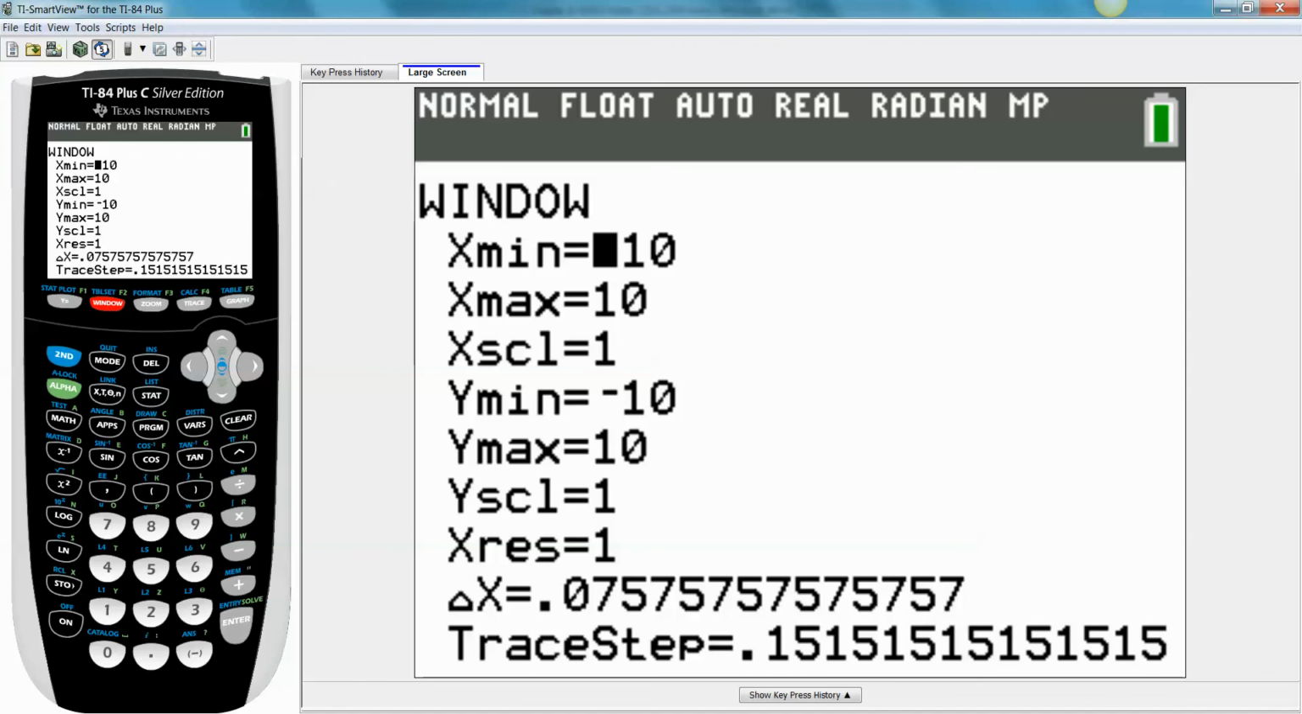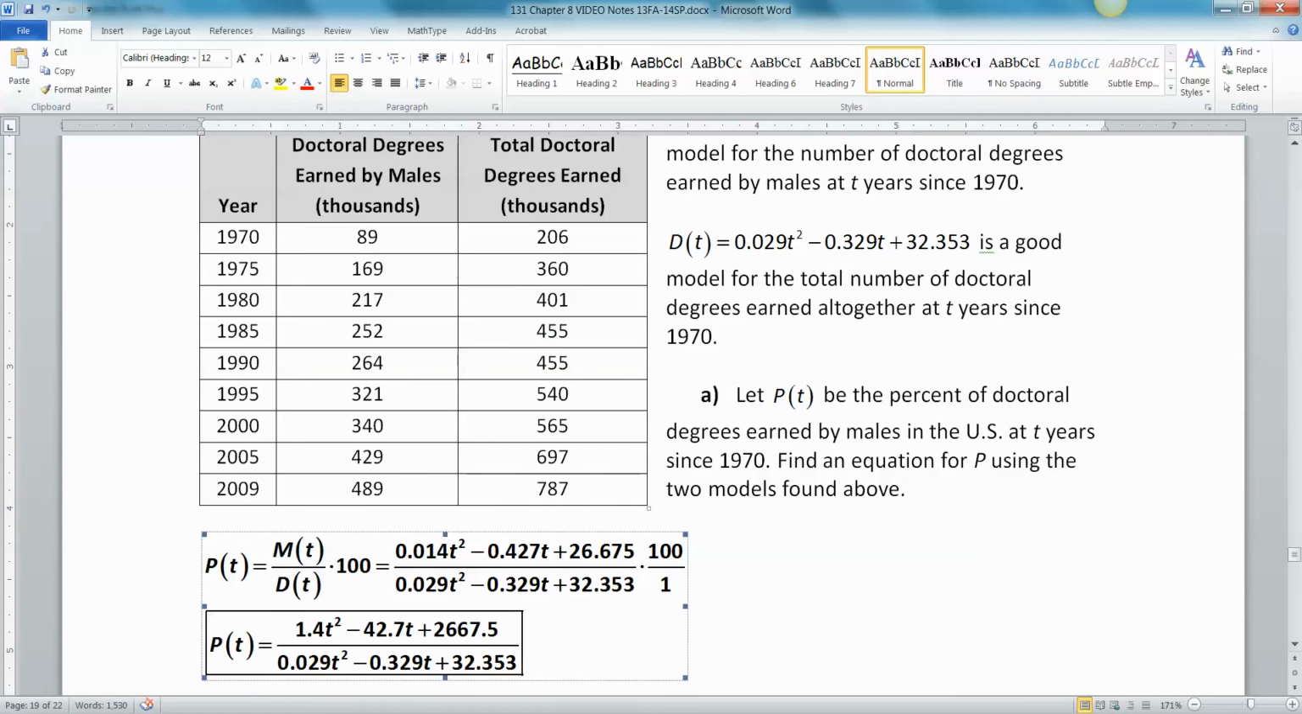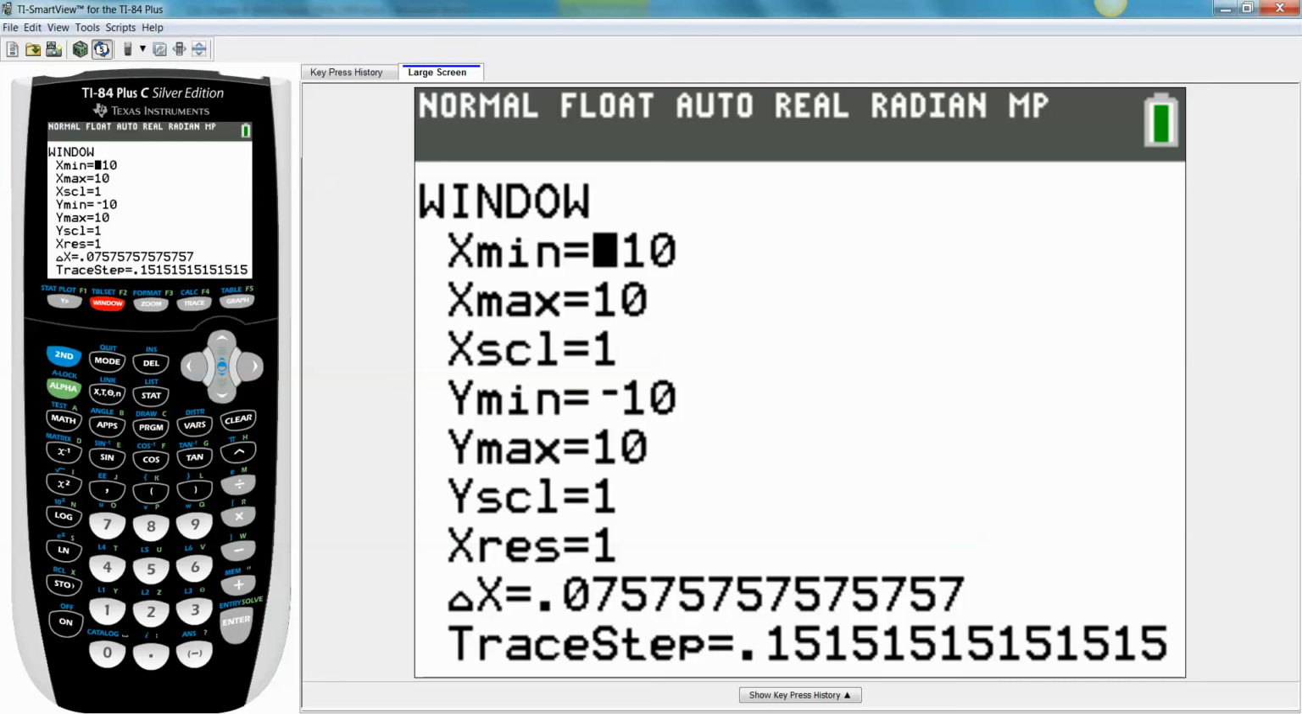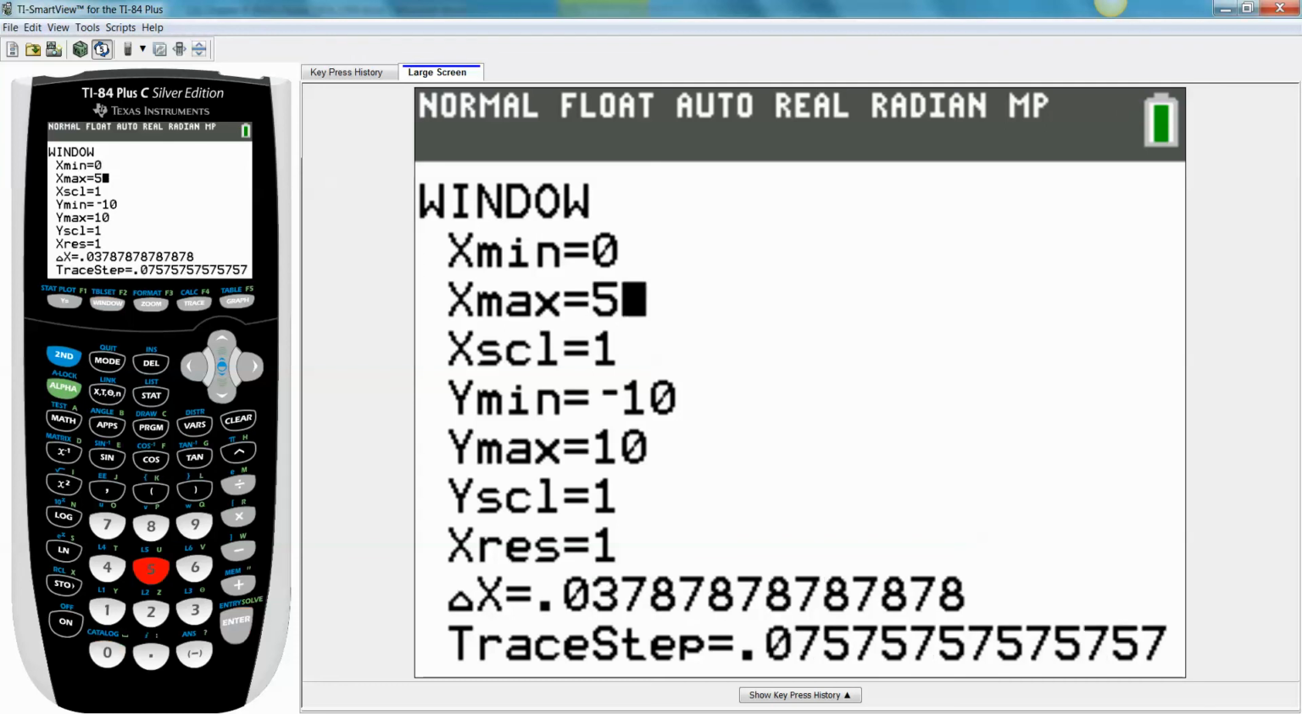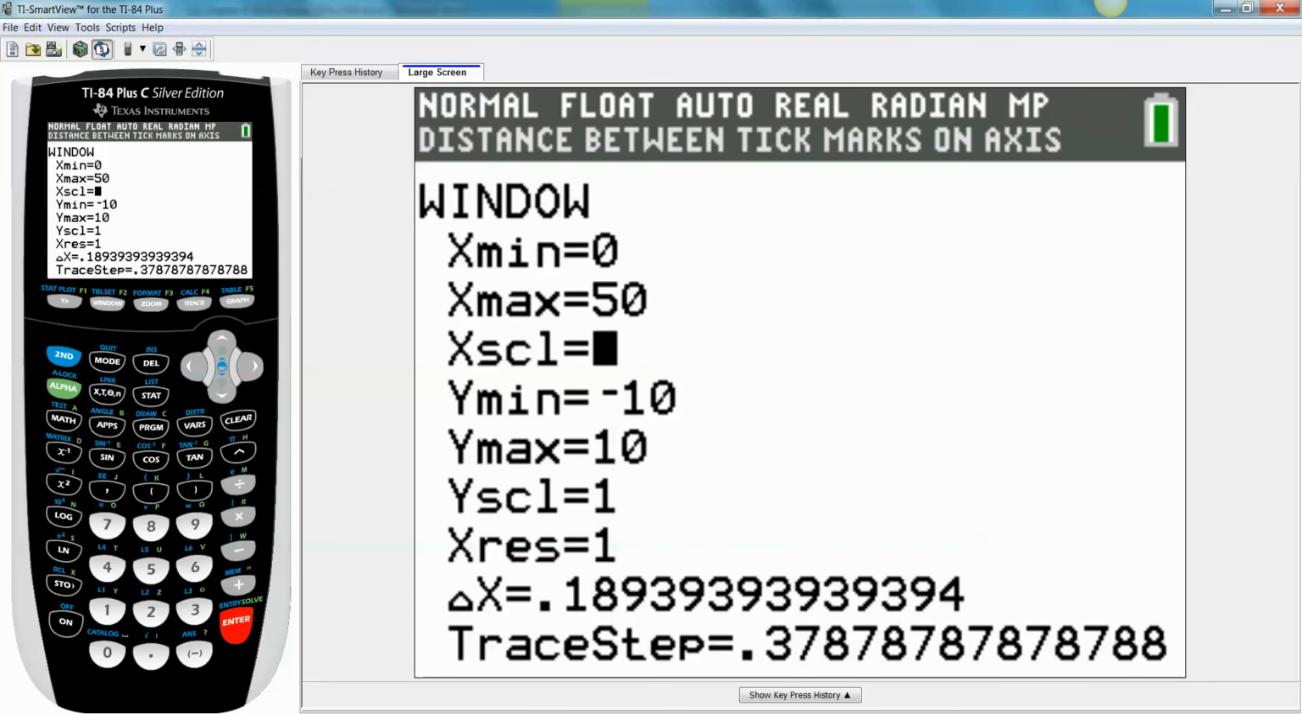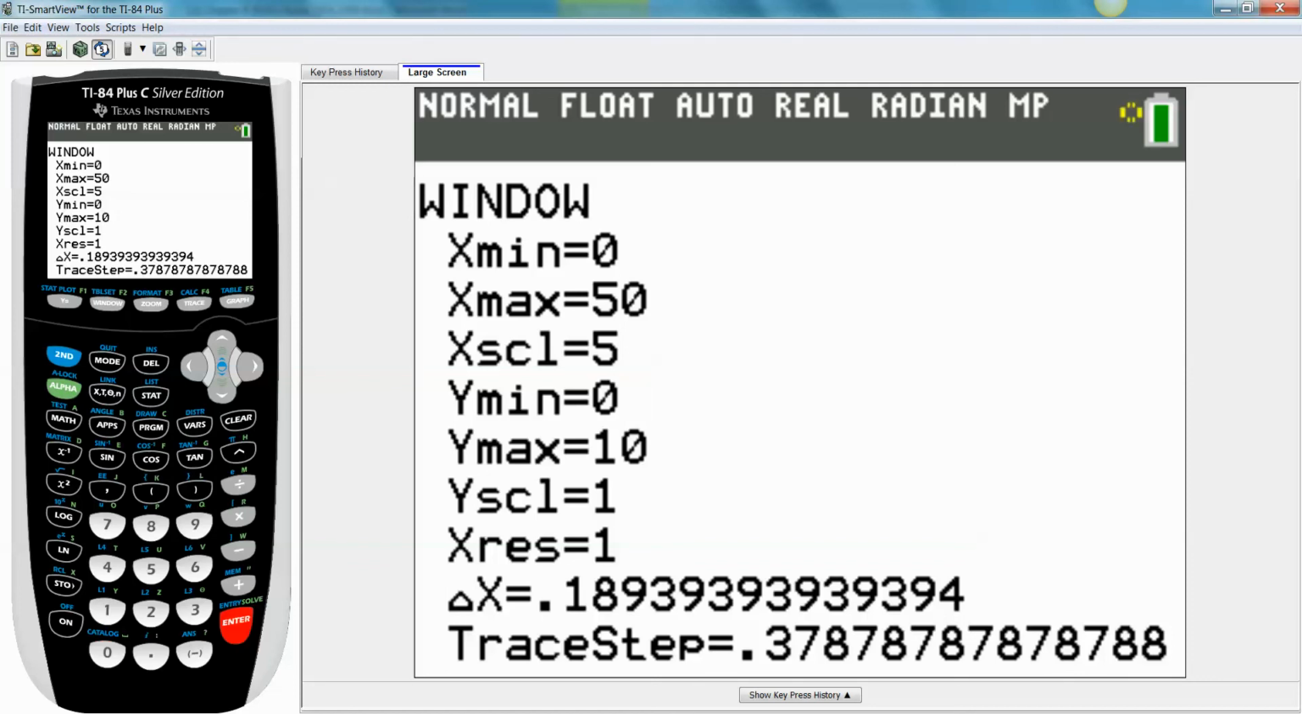X for us was time. So if you look back to your table, time 0 is back at 1970. All right, well, we go to 39 alone in this table. So how about we go to like 50 or 100 or something like that? So how about 0, 1970 to 50? How about that? And then scale, who knows, make it 5. That way you go 5, 10, 15, 20 for your tick marks. And then your Y min 0 is fine.